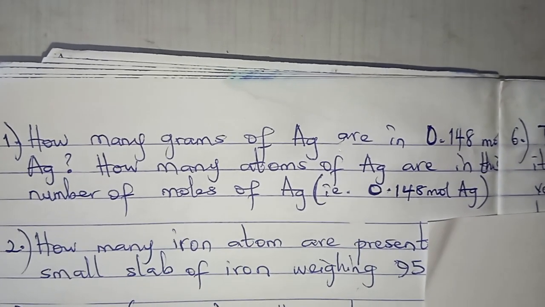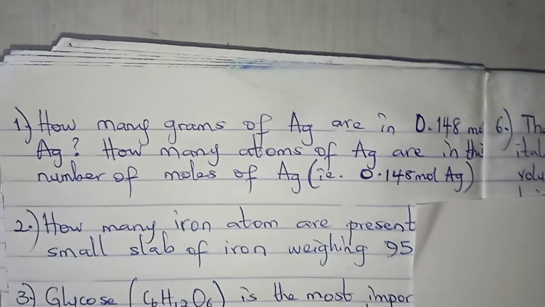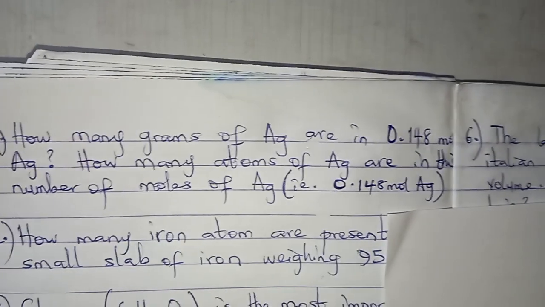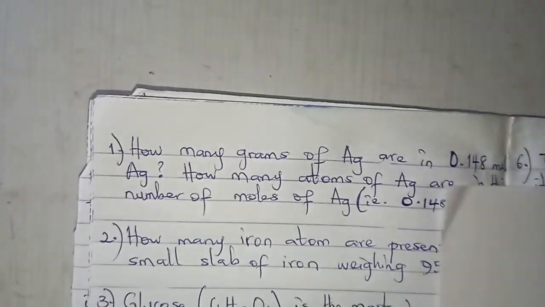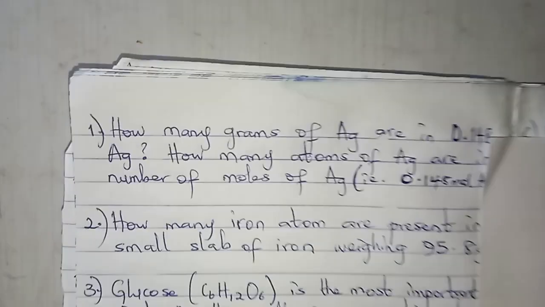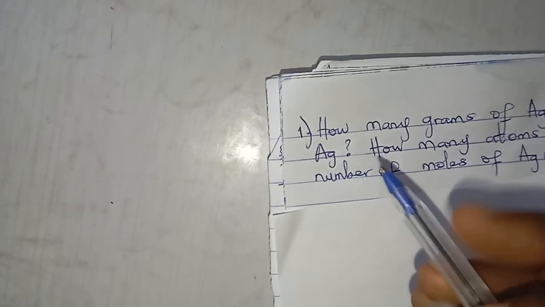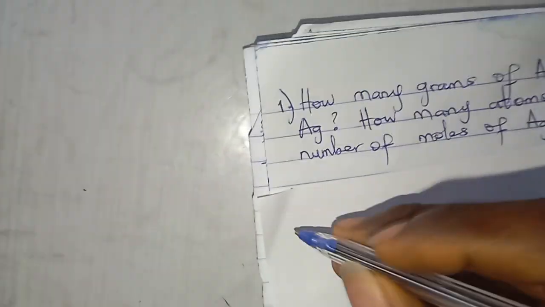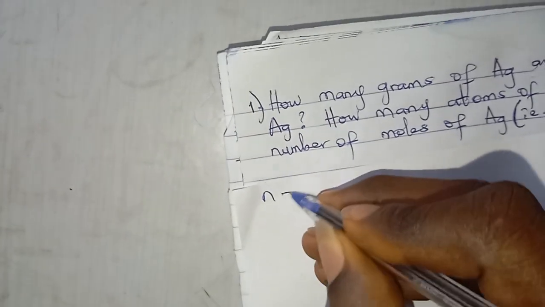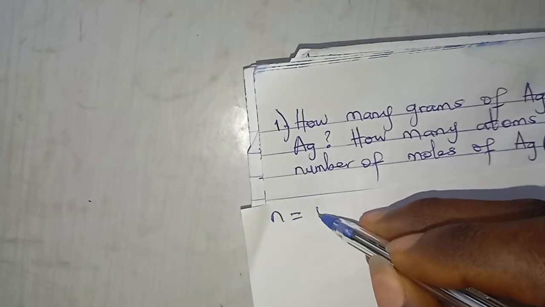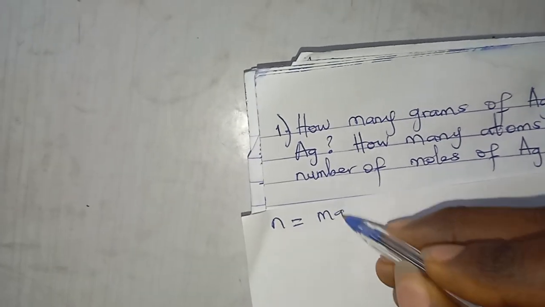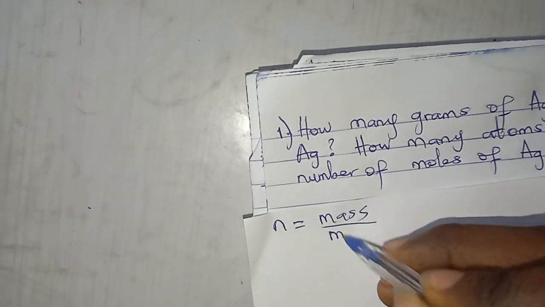How many grams of silver are in 0.148 mole of silver? First of all, you need to remember that mole is defined in 5 ways, and one of the ways is that mole, n, is equal to mass over molar mass.